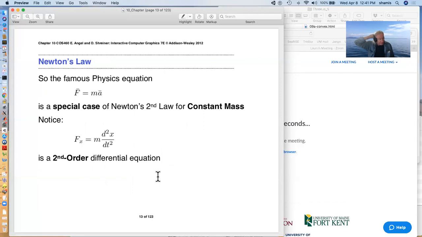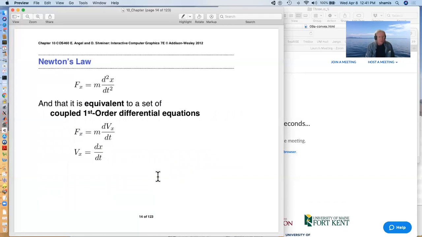And F equals ma, that you're all familiar with from your physics class, is a special case of Newton's second law, where mass is constant. So we don't solve this second order equation directly. Instead, we solve it by solving the set of coupled first order equations. Force is mass times acceleration, rate of change of velocity. Velocity is rate of change of position. So we have two first order coupled equations that we can solve for our F equals ma.